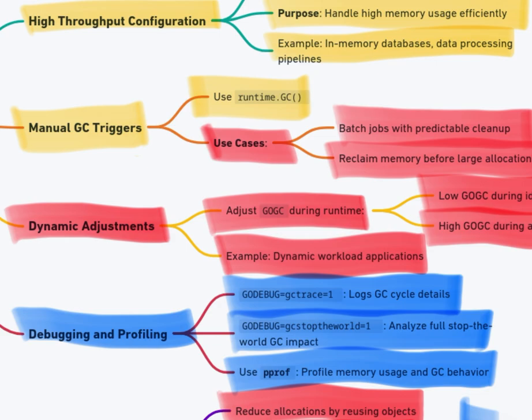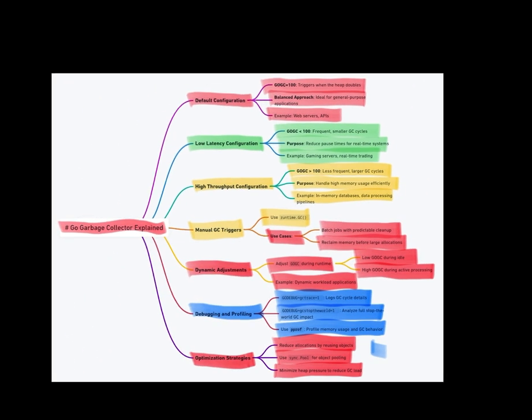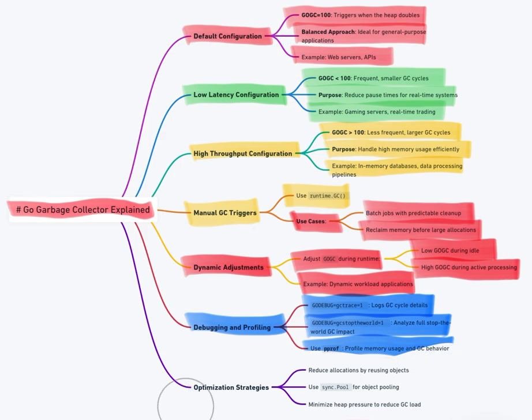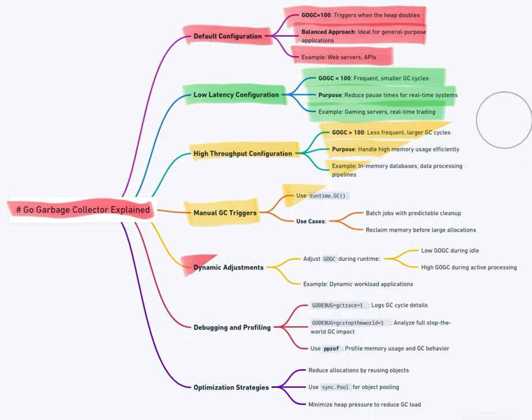The big picture. Go's garbage collector is like a gear system in a car. Depending on the road, your application, you can shift gears, adjusting GOGC to balance speed, memory usage, and latency. With the right tuning, you can make your Go application run like a well-oiled machine. Now, where will you start tuning your application's GC? Low latency? High throughput? The choice is yours.